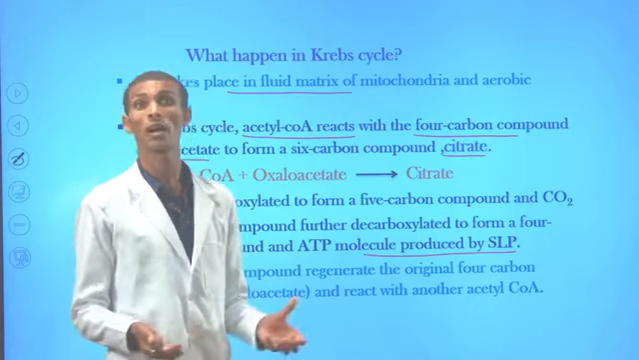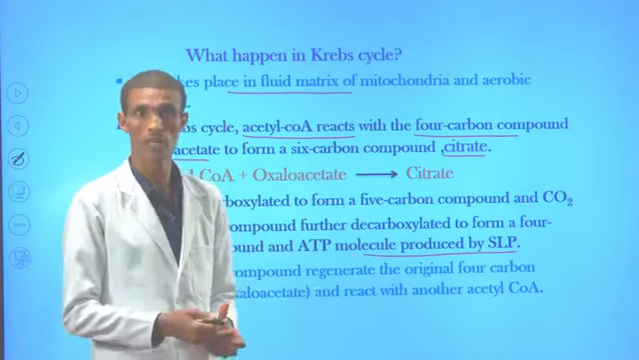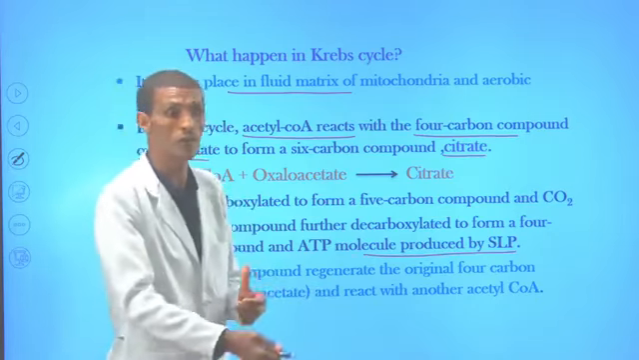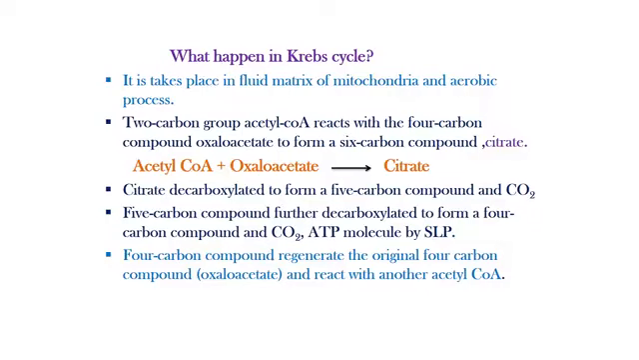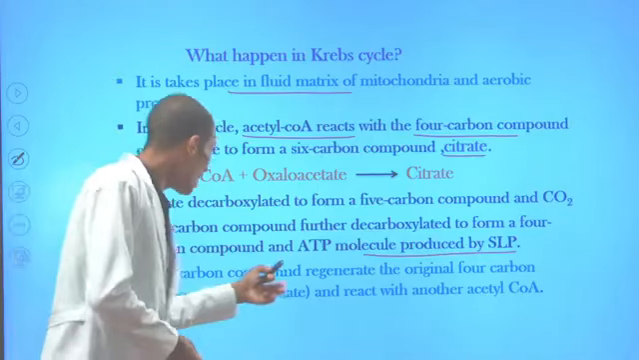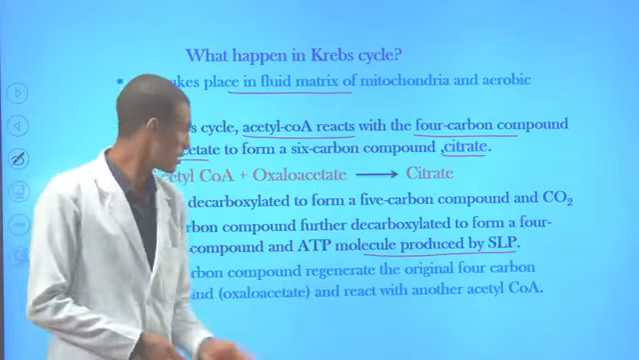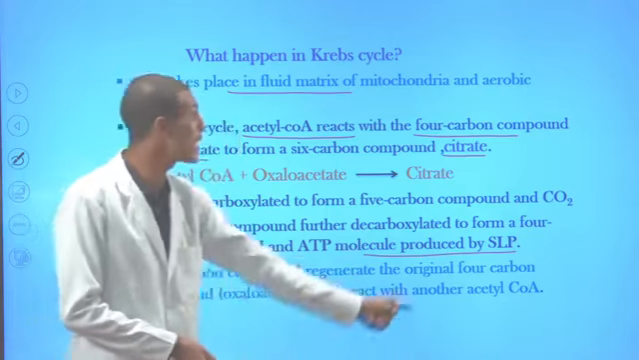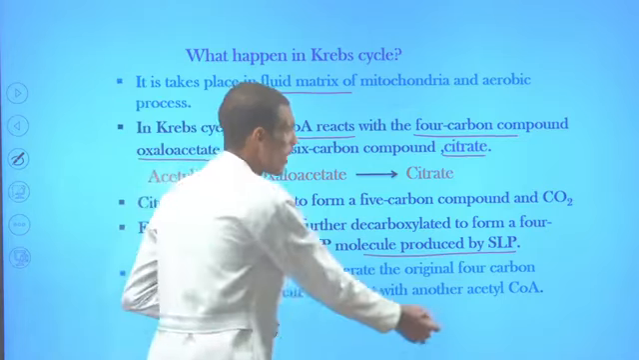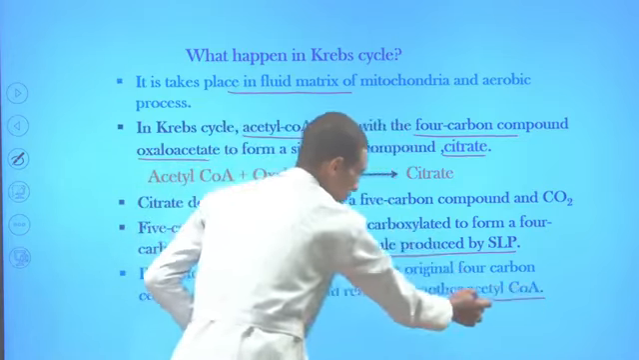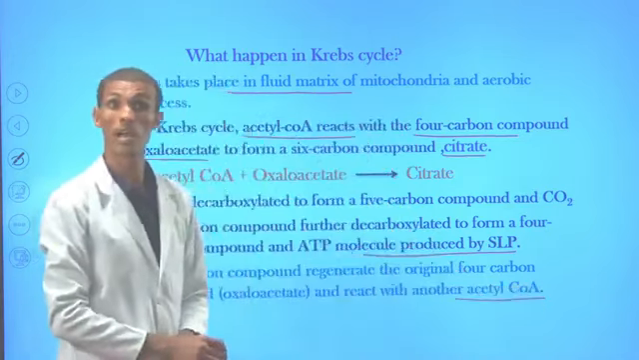Simply, substrates having an attached phosphate can transfer their phosphate to ADP, which is phosphorylation. Then the 4 carbon compound oxaloacetate is regenerated, the original 4 carbon compound, and reacts with another acetyl-CoA to start the process.